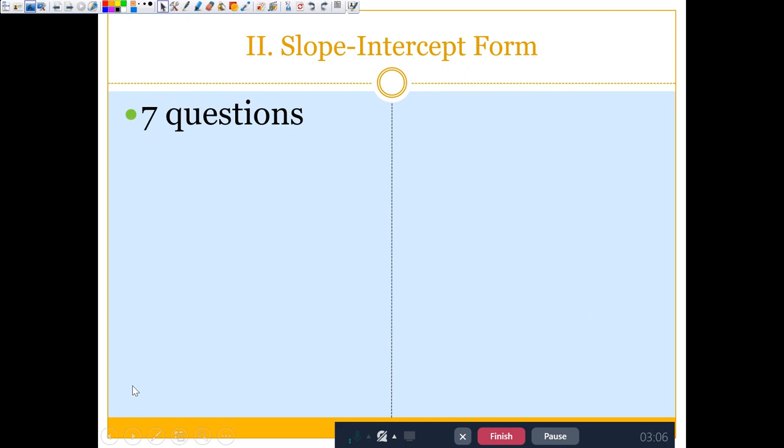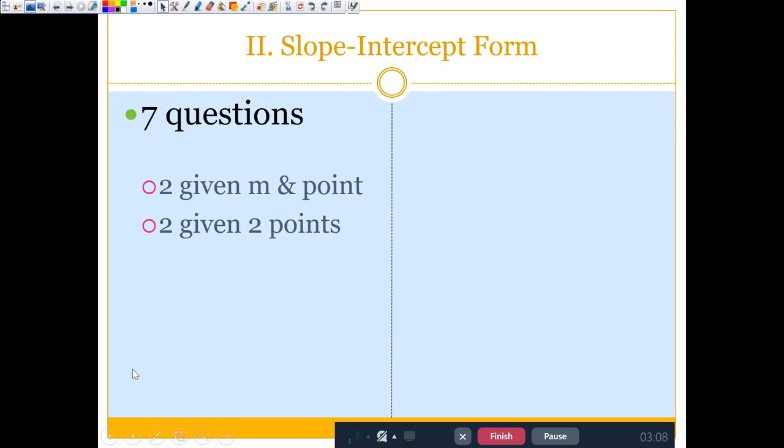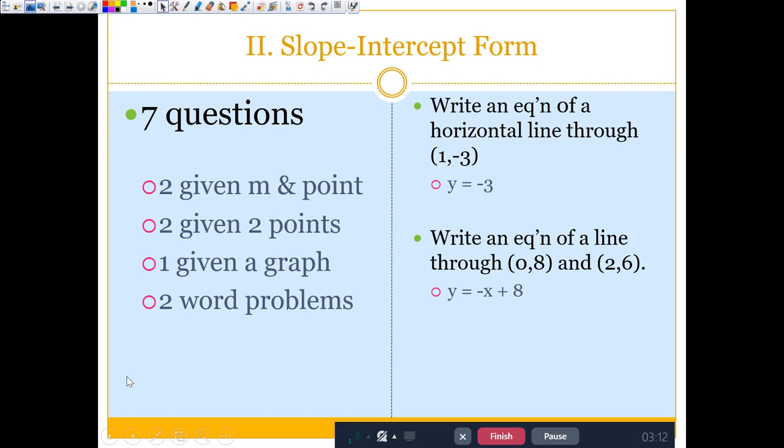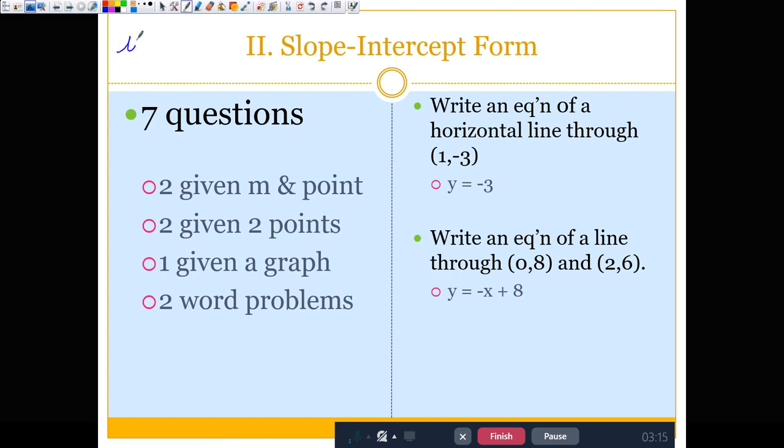There are going to be 7 questions on slope-intercept form. So this is our largest portion of the test. So that being said, remember that slope-intercept form is y equals mx plus b, where you need to have m, your slope, and b, your y-intercept. And in order to find slope, m, we can do y2 minus y1 over x2 minus x1, or if it's a graph, we do rise over run.